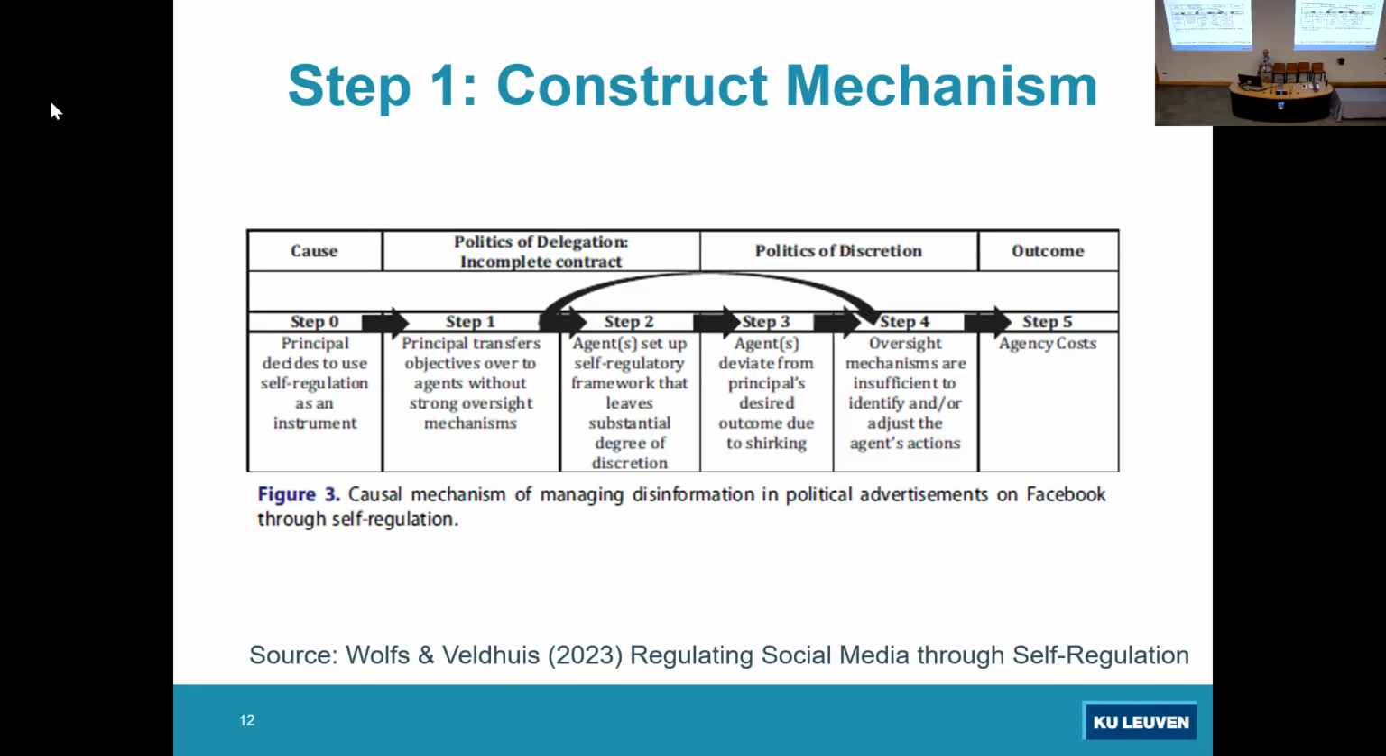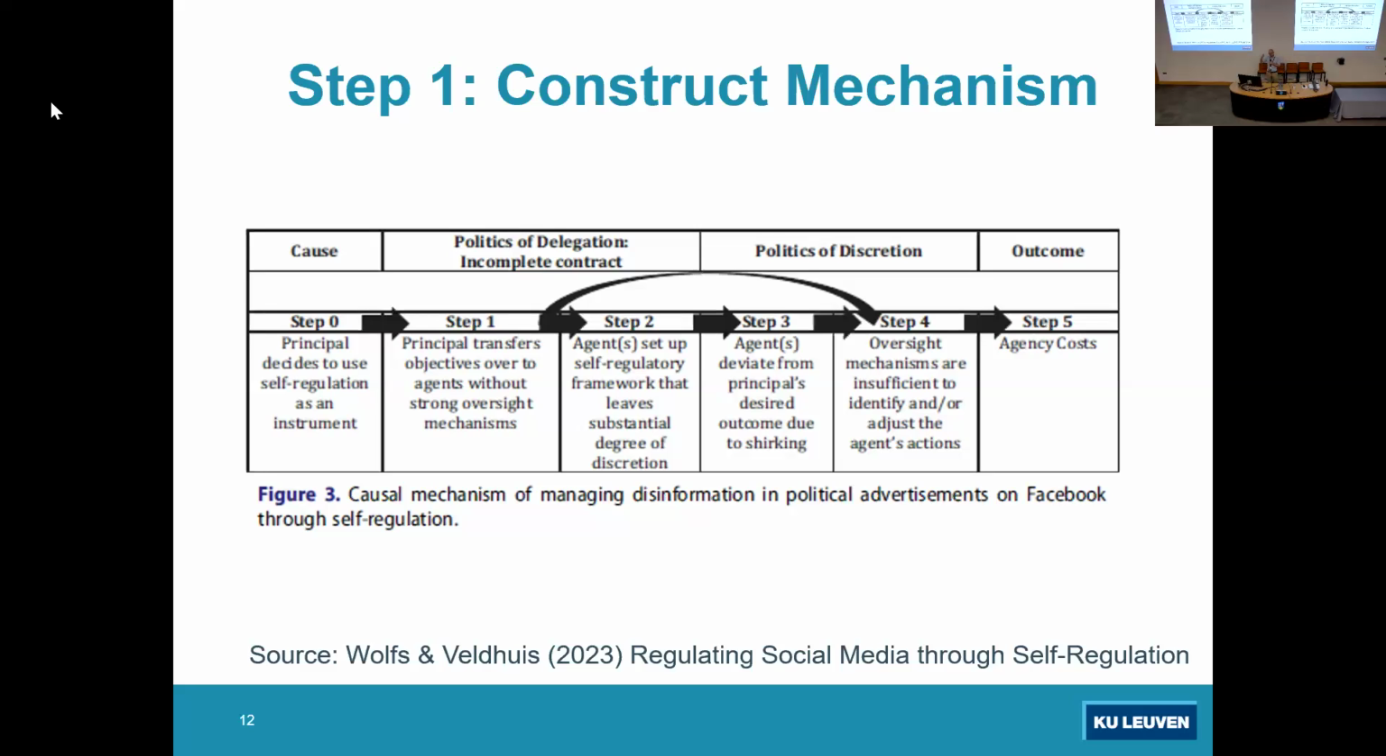And what I did is I wanted to investigate how the decision to engage in self-regulation, as a regulatory approach, leads to a regulatory outcome that deviates substantially from the objectives of, in this case, the European Commission. It was basically about the European Commission using self-regulation for social media platforms and how this has led to very negative policy outcomes.